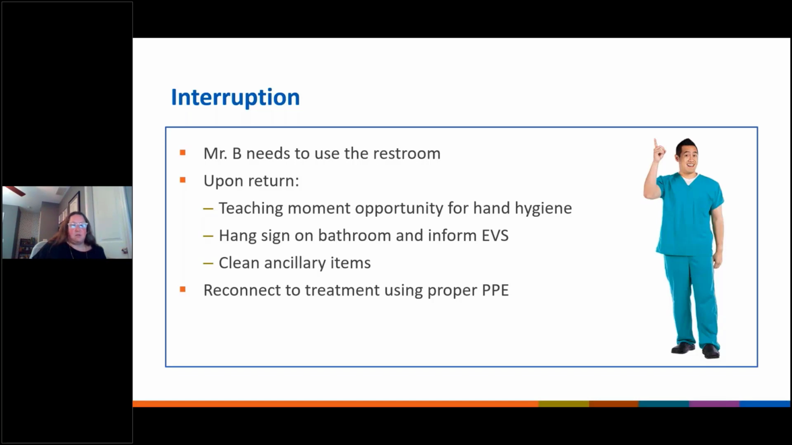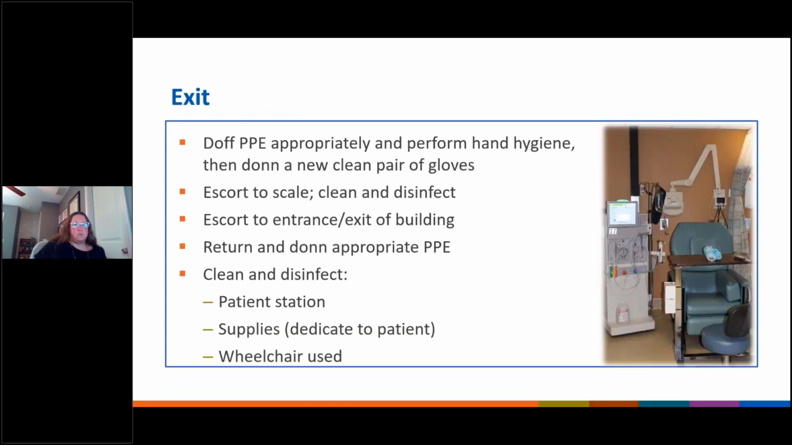The tech places an out of order sign on the bathroom until the room can be thoroughly and appropriately cleaned. And he also cleans any items or surfaces that Mr. B may have touched within the clinic on his way to and from his treatment chair with that C. diff approved disinfectant. After treatment is completed, the tech carefully removes his PPE appropriately, performs hand hygiene, and puts on new clean gloves before escorting Mr. B to the scale.